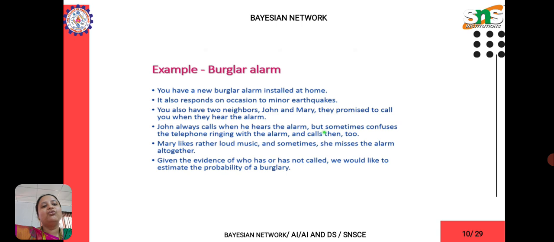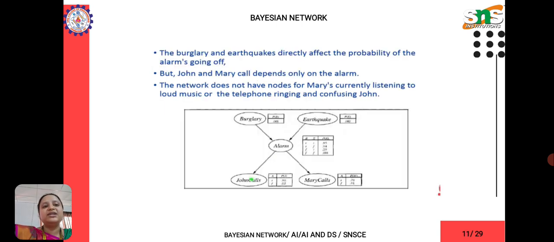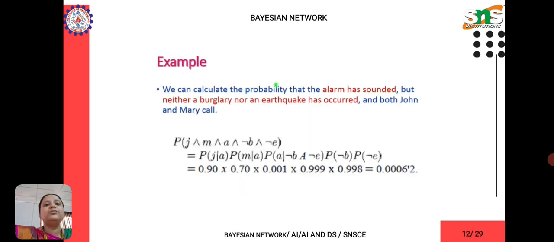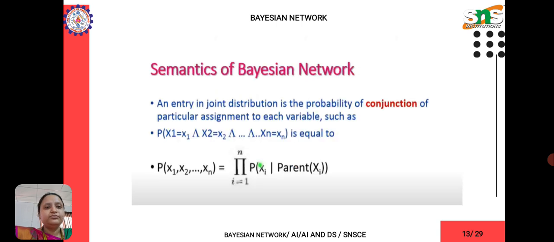Given the evidence of who has or has not called, we would like to estimate the probability of burglary, which we have already seen. We can calculate the probability that the alarm has sounded, but neither a burglary nor an earthquake has occurred, and both John and Mary called. For that, we calculate the probability of J and M and A and not B and not E. When you calculate with the product rule, which we have already seen in the video, you will get a value.